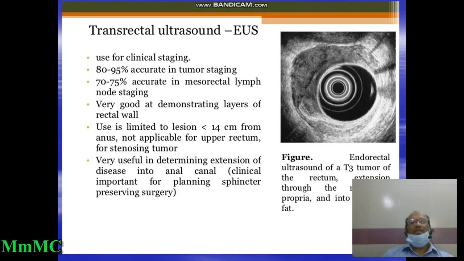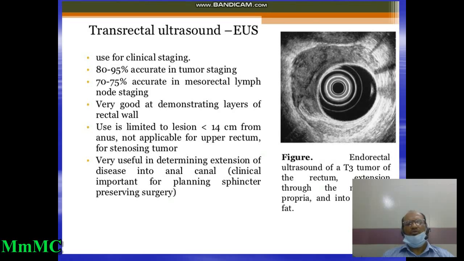Transrectal ultrasound is very much important in loco-regional staging. Useful for clinical staging. 80 to 95% accurate in tumor staging, 70 to 75% accurate in mesorectal lymph node staging. That is very important. Very good at demonstrating layers of the rectal wall. That means T staging.